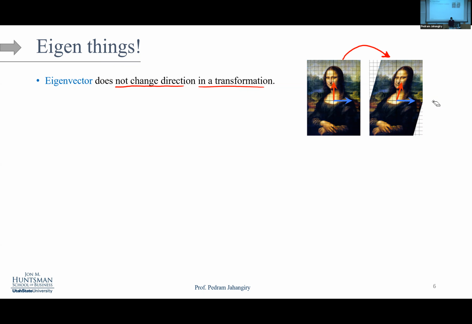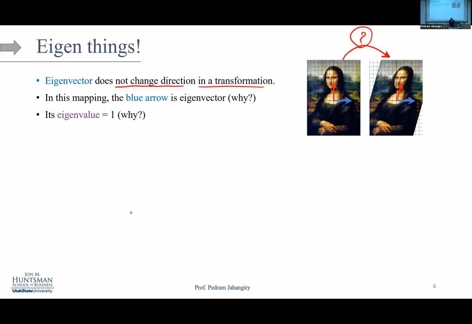Now, what is this transformation? So let's figure out what that transformation is. In this mapping, we already answered this question, right? The blue arrow is the eigenvector. Why? Because it did not change direction after the transformation. The eigenvalue is 1. Why? Because the magnitude didn't change.